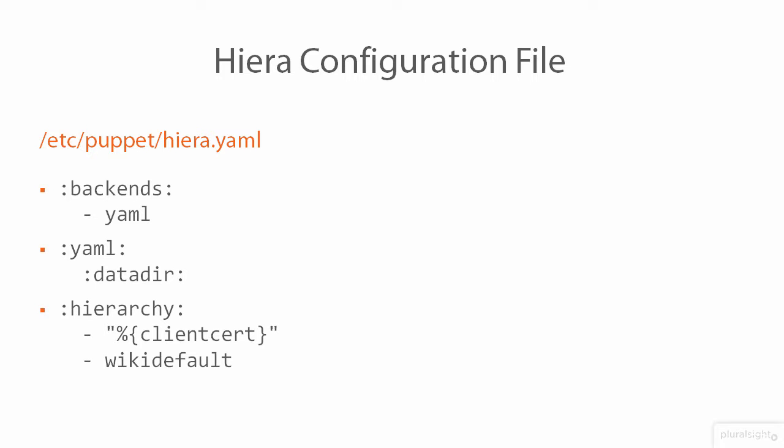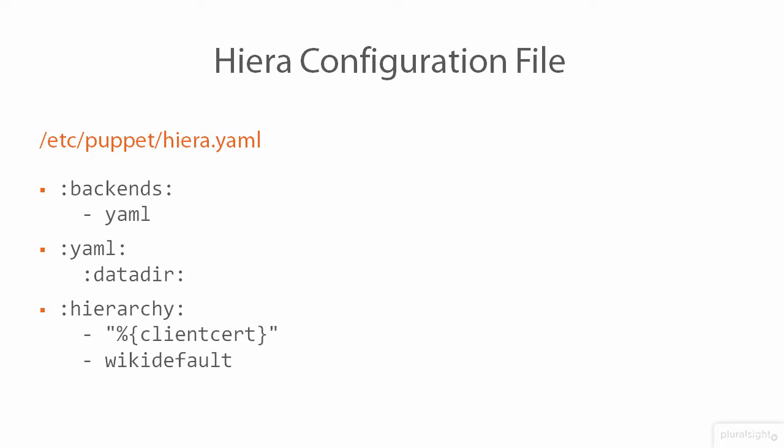Now the next part under hierarchy is the part we're most interested in. This is how Puppet decides which YAML files to use. If you look here, we actually have a list. It's a short list, but a list nonetheless. The first item in the list is double quote percent open curly brace client cert close curly brace double quote. The next item is wiki default. These actually represent file names which end with the .yaml extension. When Puppet does a Hiera lookup, it starts at the top of this list and checks the first file.